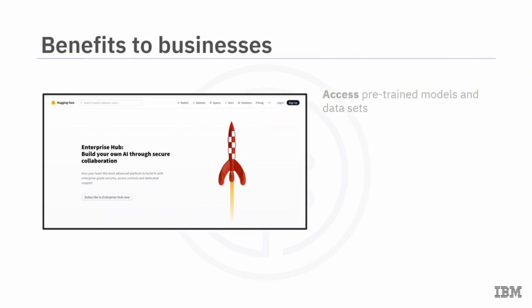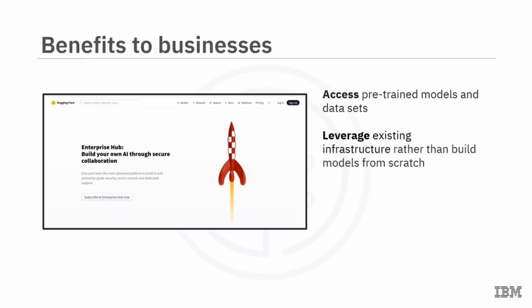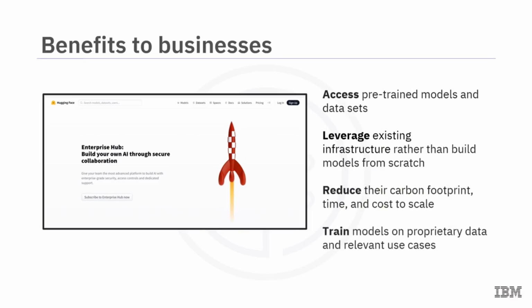Hugging Face offers businesses the enterprise hub from where they can access pre-trained models and datasets. This allows businesses to leverage existing infrastructure rather than build models from scratch. Not only does this reduce their carbon footprint, time, and cost to scale, it also allows businesses to train the models on proprietary data and relevant use cases.